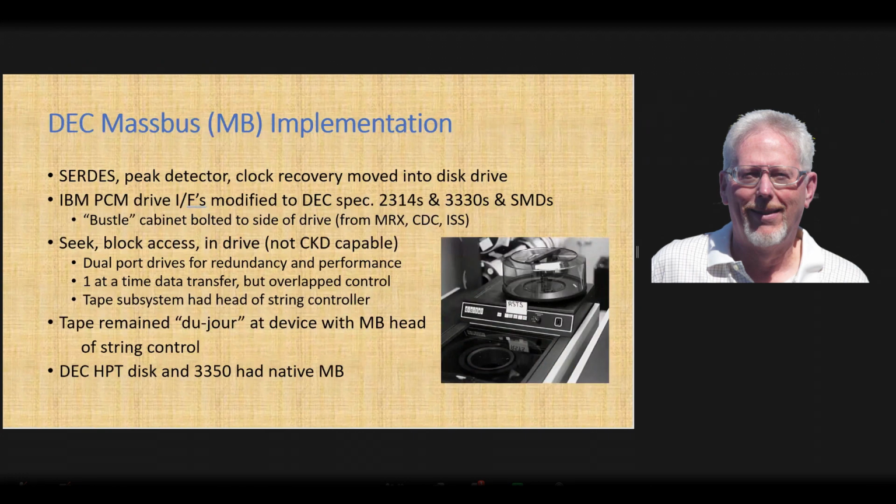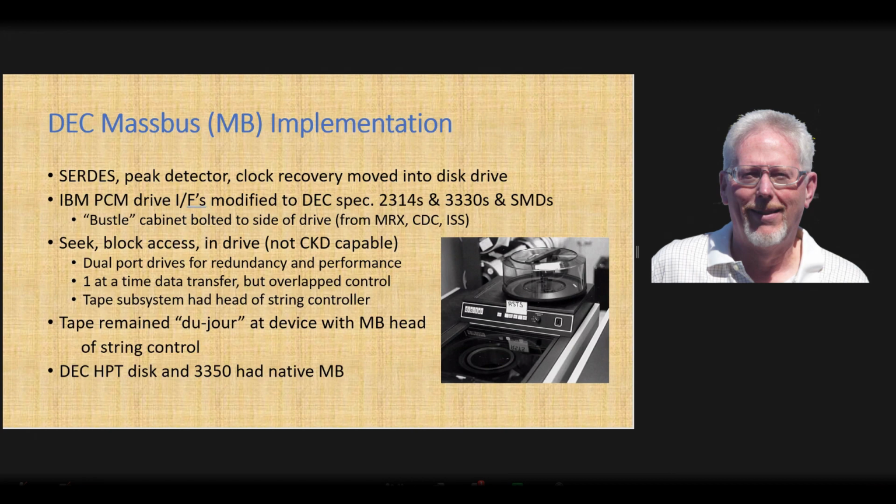The DEC mass bus, as I said, moved all the magnetic recording technology into the disk drive. And the IBM plug compatible manufacturers, who DEC at that time bought those large disk drives from, modified them to the DEC specifications. And DEC engineered a large bustle that was bolted to the side of the drive to provide that serial to parallel data conversion in the bus interface. Fortunately, DEC never went with count key data like IBM did, to maintain tape compatibility. But we were always fixed block architecture going all the way back to the early DEC tape.